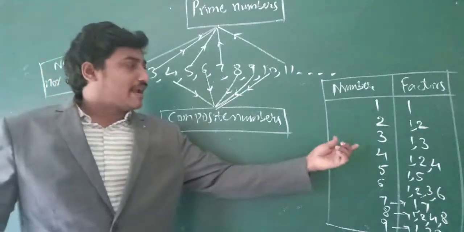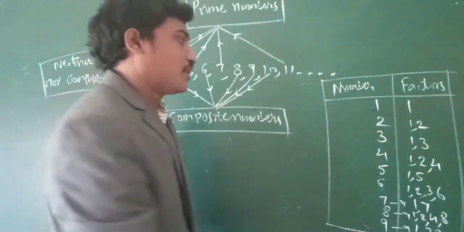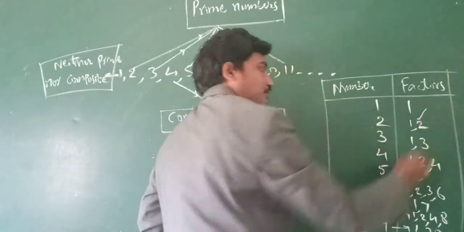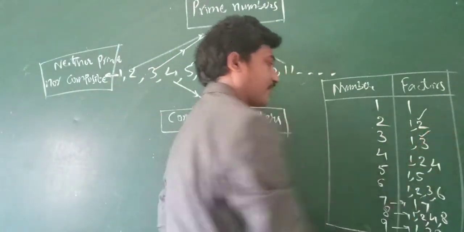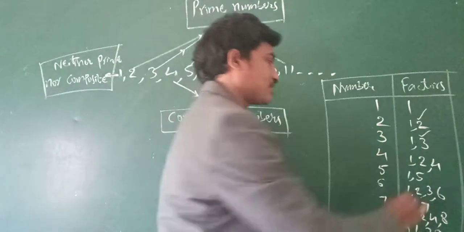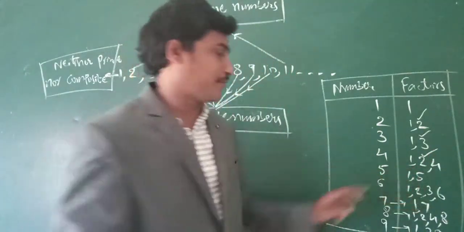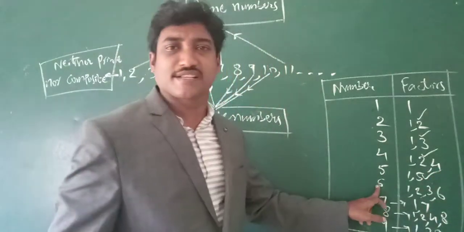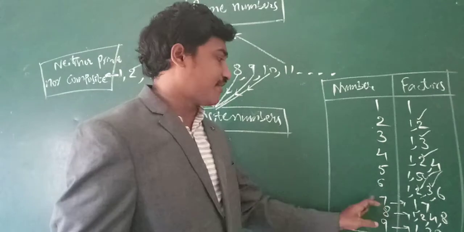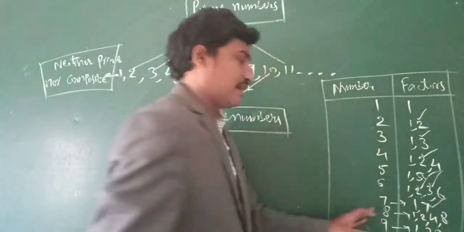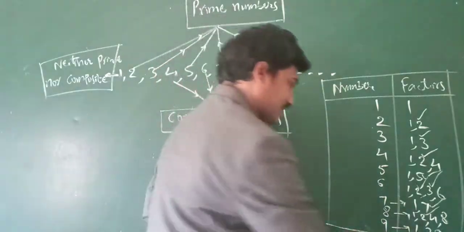Now we can make another observation from this table. 2 has a prime factor 2. 3 has a prime factor 3. 4 has a prime factor 2. 5 has a prime factor 5. 6 has prime factors 2 and 3. 7 has a prime factor 7. 8 has a prime factor 2. 9 has a prime factor 3.